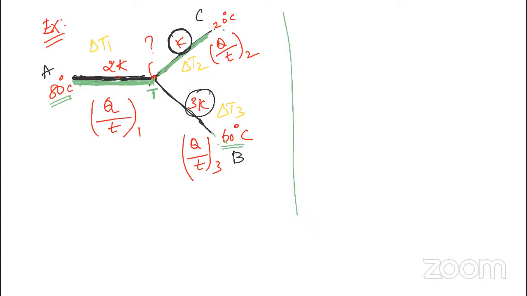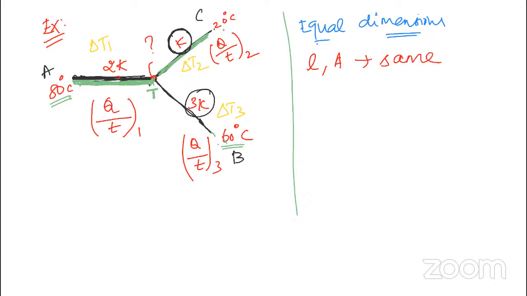Okay, right? In this setup, the 3 rods have equal dimensions, I mean they are given equal dimensions. Equal dimensions means the length and area should be the same. Length and area are the same.